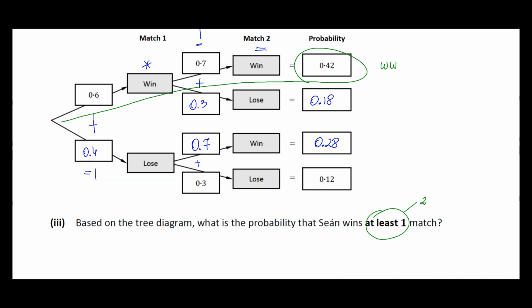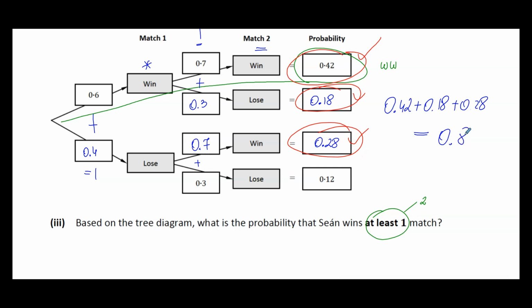So let's look at those probabilities. So here we have win and win. So yes, that's included. Here win and lose. So that is yes, that is included. And then here is lose and win. So still winning 1. So that's included. So the only one not included is 0.12. So what do we do with those probabilities? So 0.42 and 0.18 and 0.28, and we put that in the calculator and we press add and get 0.88.